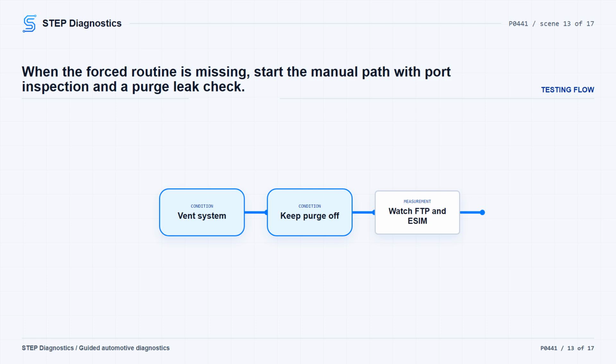Vent the system to atmosphere by removing the gas cap or opening the capless filler with the funnel. Then start the engine and let it idle. Monitor the FTP sensor and SM switch to determine whether the purge solenoid is leaking. The purge solenoid should not be on during this check. Disconnecting the purge solenoid connector makes sure it stays off, but it will set a purge solenoid control circuit code that needs to be erased after testing.